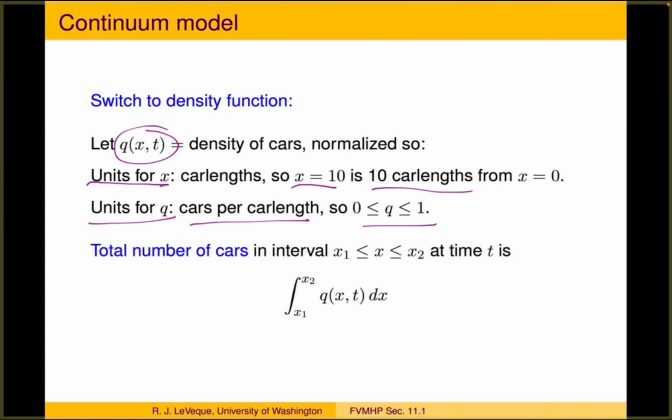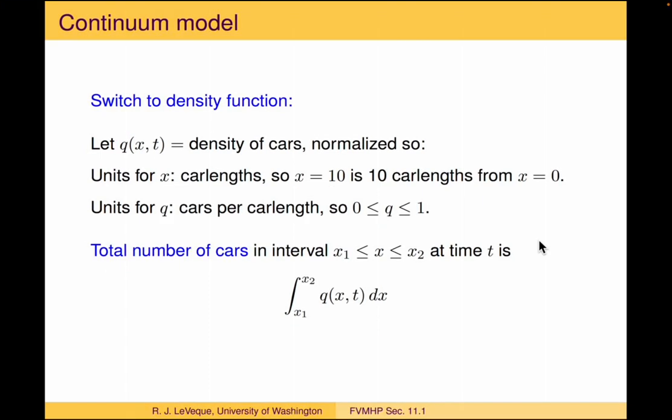With this density, the total number of cars in an interval can be modeled as the integral from x1 to x2 of this density function with respect to x. Of course, the actual number of cars should be some integer, but when we look at the big picture and zoom out, this is a representation of the density.